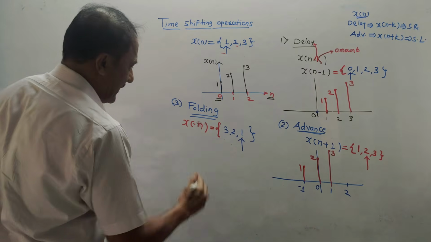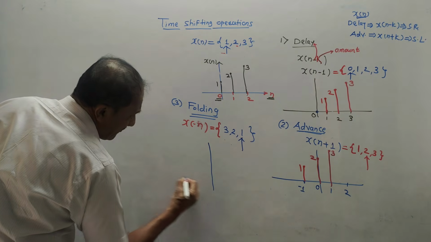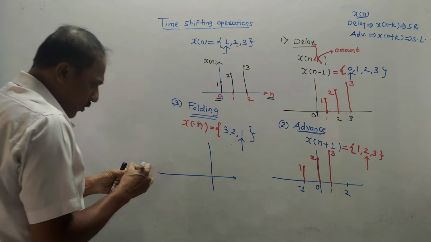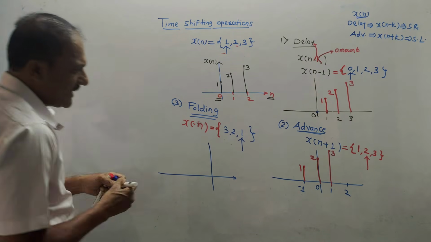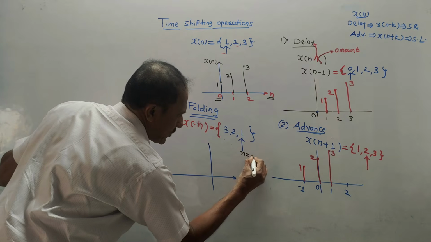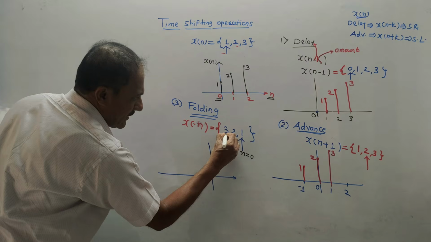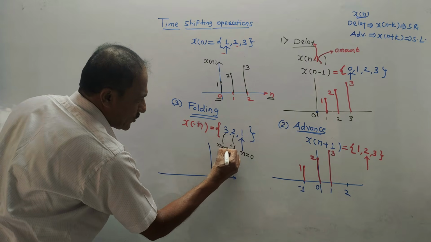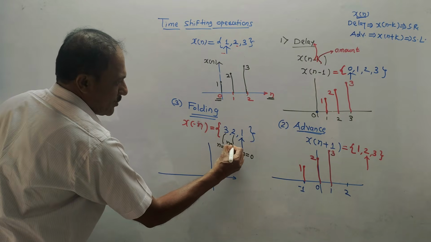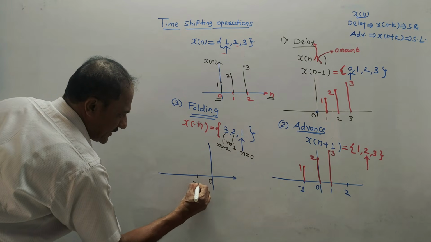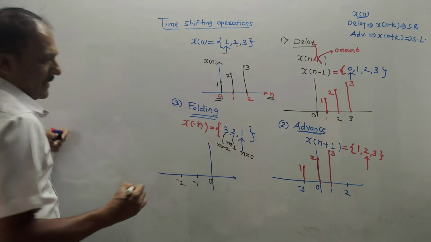This is the folded signal. How to draw the diagram for this folded signal? Same logic. This is the arrow. We know that wherever the arrow is, I have to mark n equals 0. At the left hand side of the arrow, this is n equals -1, this value is at n equals -2. So mark the scale. This is n equals 0, this is n equals -1, this is n equals -2.